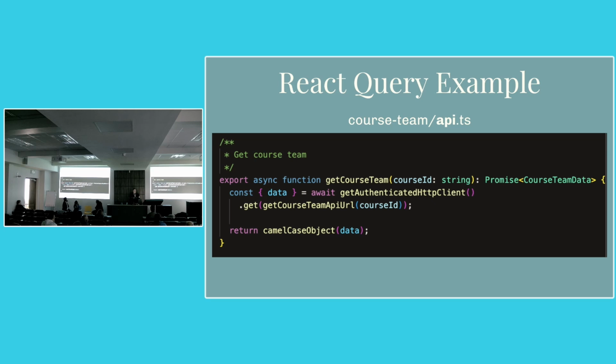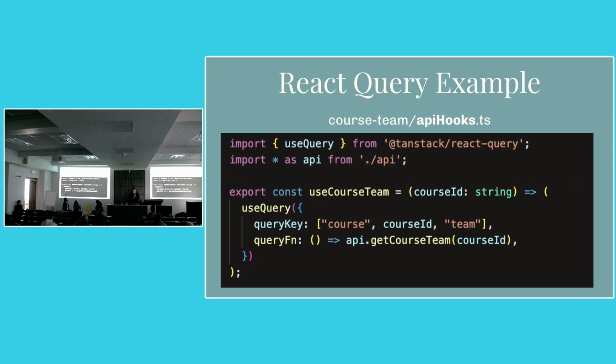Fetching it, first we need to define how to contact the API and get the request back. This part is exactly the same as in Redux, so there's no change here. But then we'll wrap that function in a React hook. So we define a new hook called useCourseTeam. It accepts the course ID as a parameter, and then it calls this key function of React Query, which is useQuery. And as you can see, useQuery, in its simplest case, just takes two parameters.